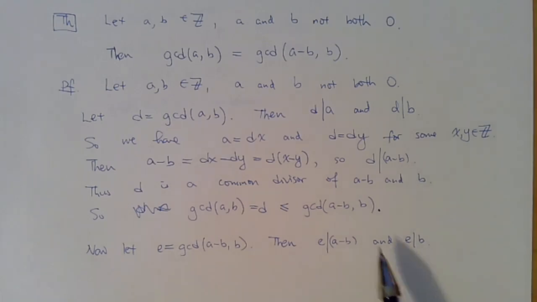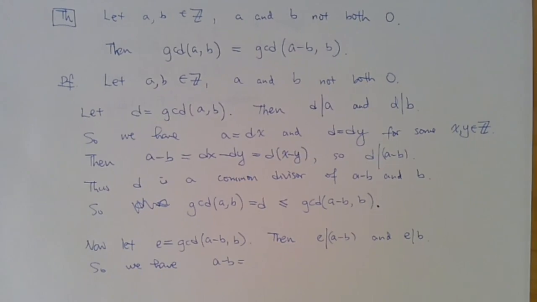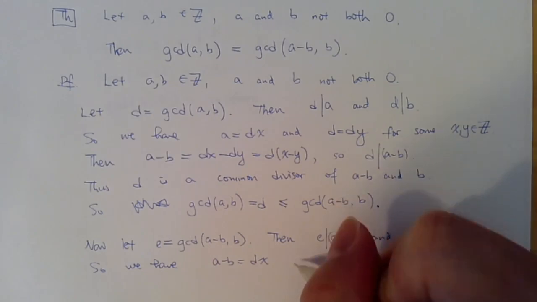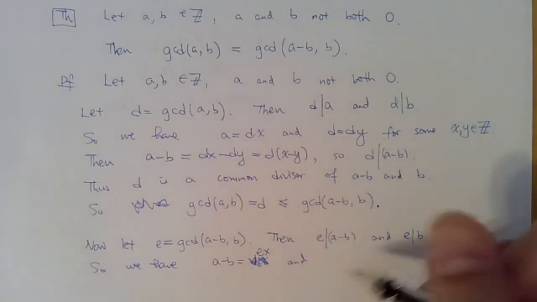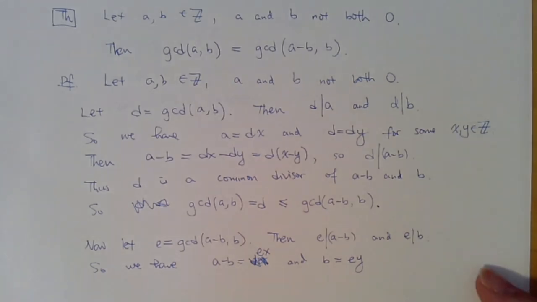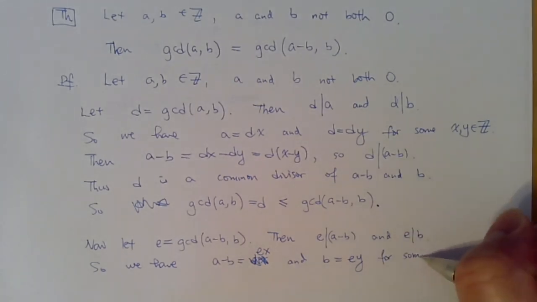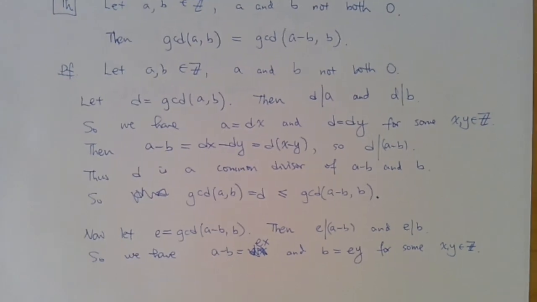And so what that means is that we have A minus B is equal to, do you think I can keep using X and Y again? Let me reuse X and Y. So A minus B is E times X, and B is equal to E times Y for some X and Y. So I'm not saying it's the same X, Y, but it's just the fact that it's true for some X, Y, so I'm reusing the X and Y. Maybe this is good. All right.